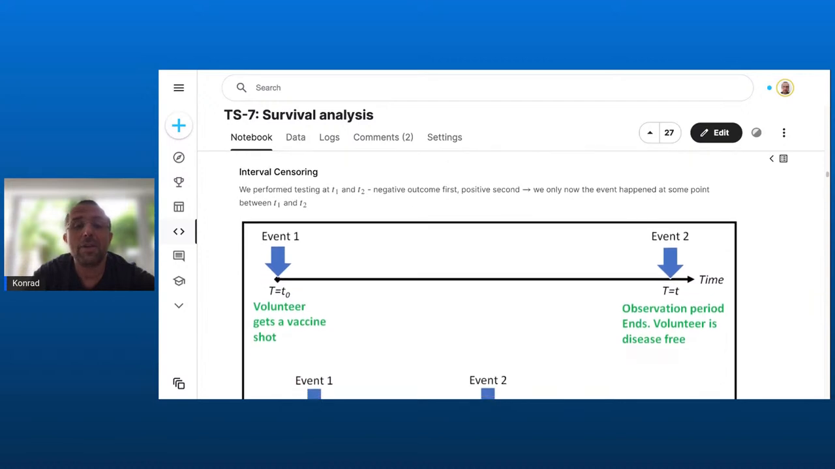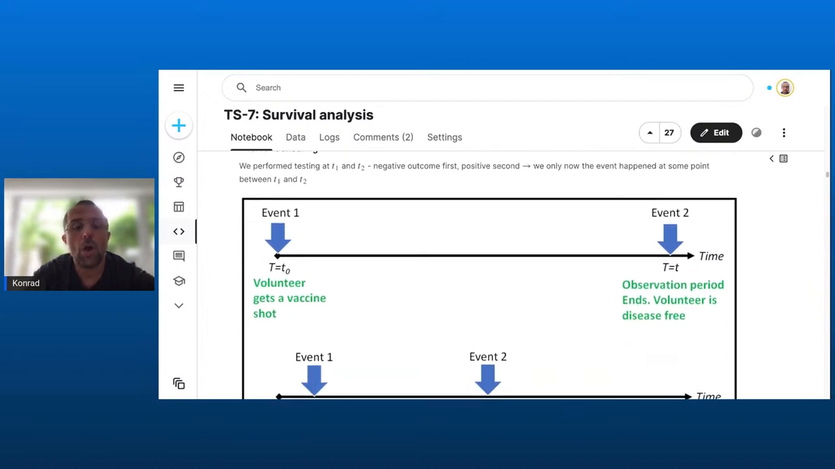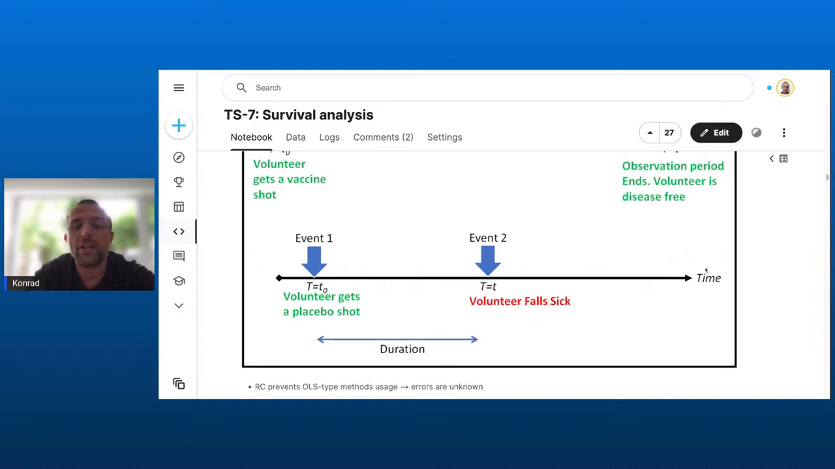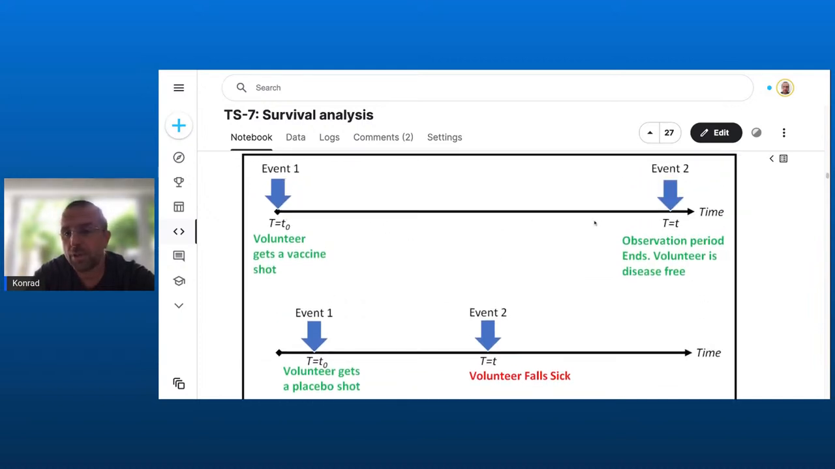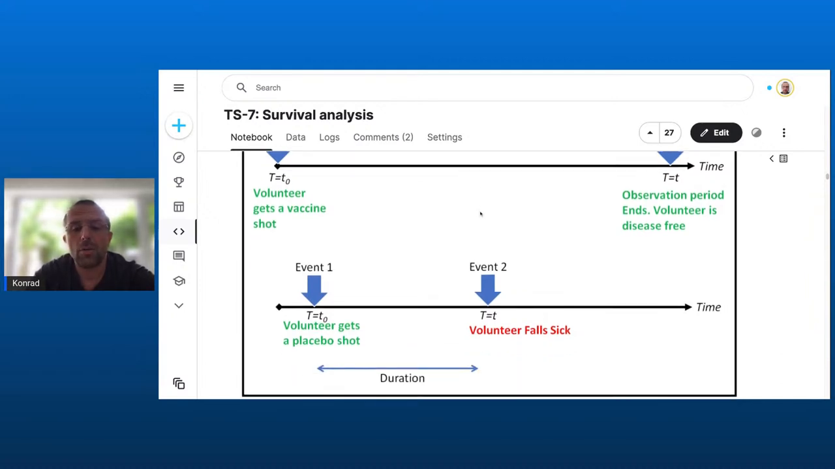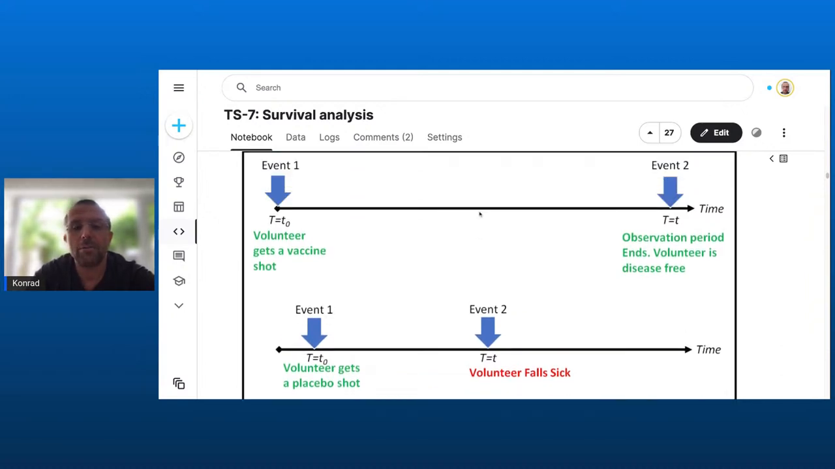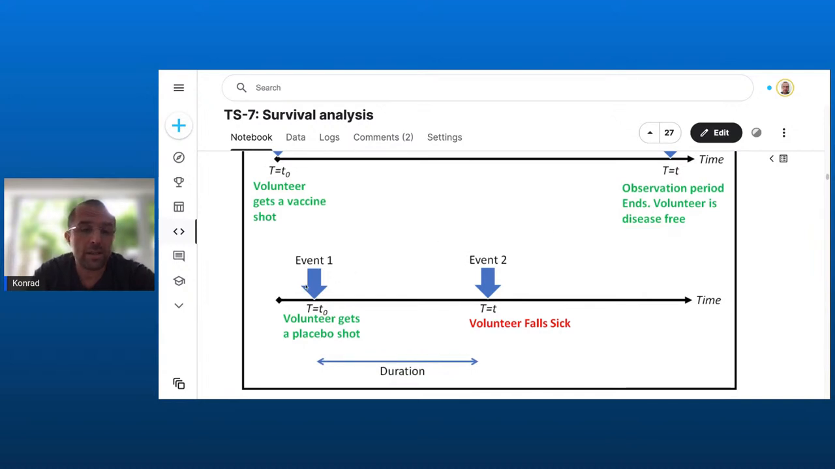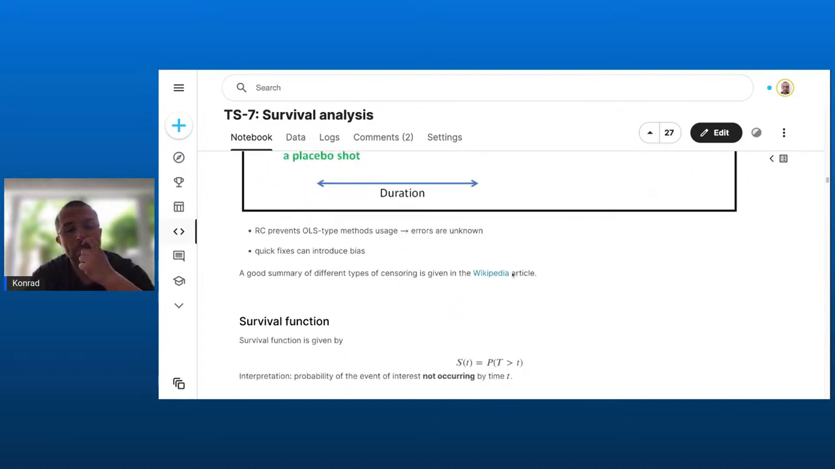And finally, we have interval censoring. We know at one point, like here, say, everyone was fine. At the end, everyone was fine. We don't know if that person remained healthy all the time or contracted a disease and then recovered. We have no way of figuring it out, and still we need to be able to draw some inference on this basis anyway. Or a simpler case, someone in the control group, placebo, fell sick, and then we observe it. Also, we don't exactly know when.